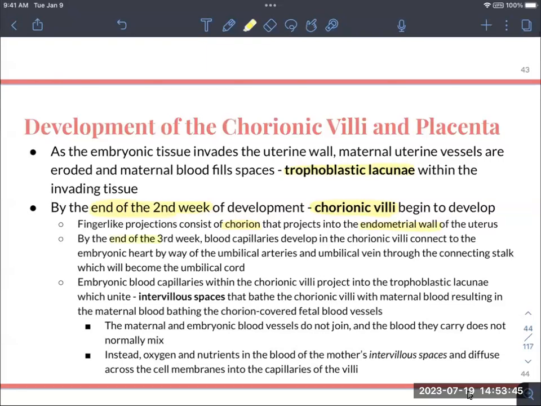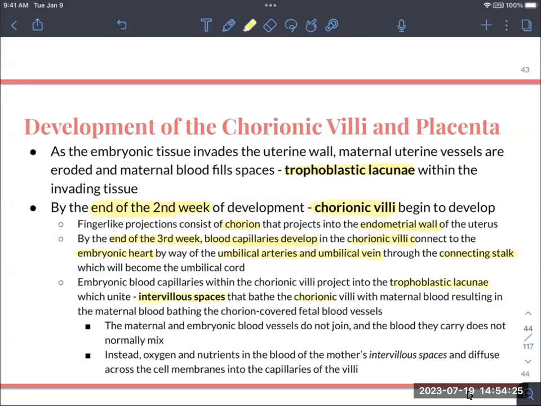So by the end of that 3rd week, blood capillaries start to develop in that chorionic villi, and that's going to connect to that embryonic heart through those umbilical arteries and umbilical veins. And it's going to happen through that connecting stalk. So the embryonic blood capillaries within these villi are going to start to go into that trophoblastic lacunae, the intervillous spaces.